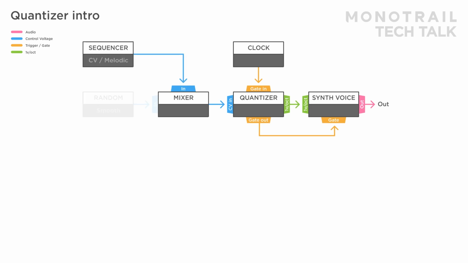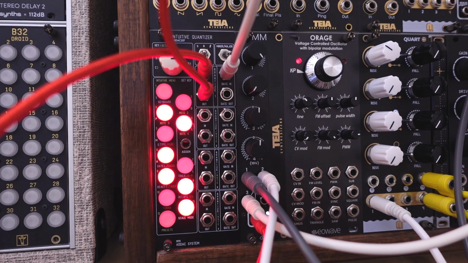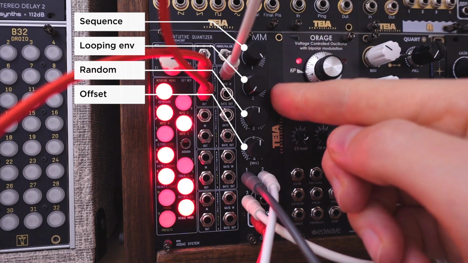A sequence, random voltage, fast looping envelope and steady offset voltage are my personal favorite, but you can use anything you like. This setup allows you to create an evolving melody by tweaking the mix of CV signals used to feed the quantizer by hand.